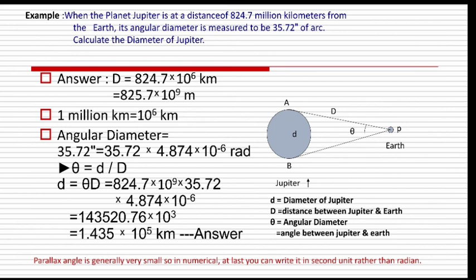Angular diameter is 35.72 second, equal to 35.72 into 4.874 into 10 raised to minus 6 radian. So here we are using the definition of the angle theta equal to small d upon capital D. So small d is equal to theta into capital D, equal to 824.7 into 10 raised to 9 into 35.72 into 4.874 into 10 raised to minus 6, equal to 1.435 into 10 raised to 5 kilometer. This is the answer.